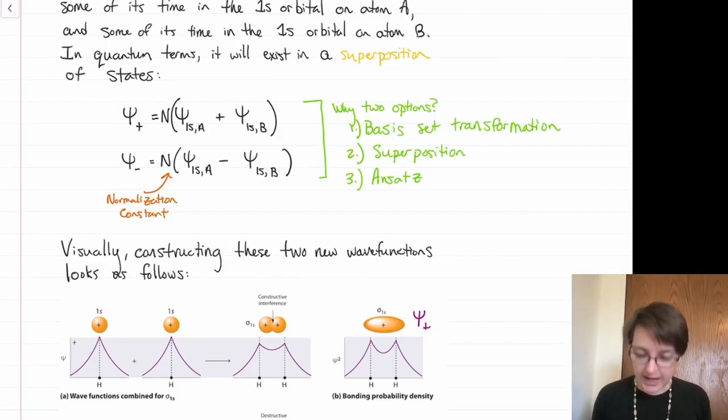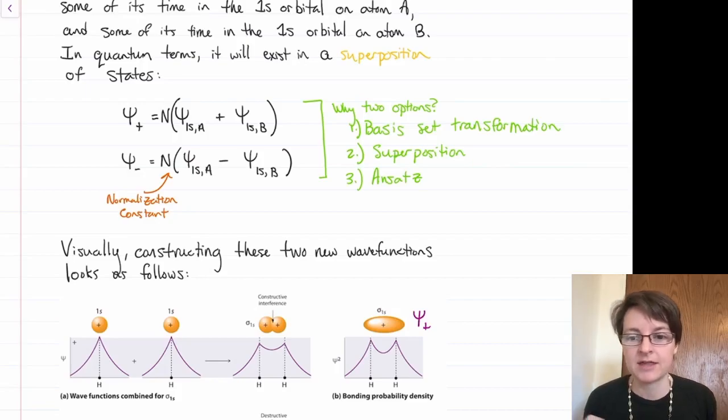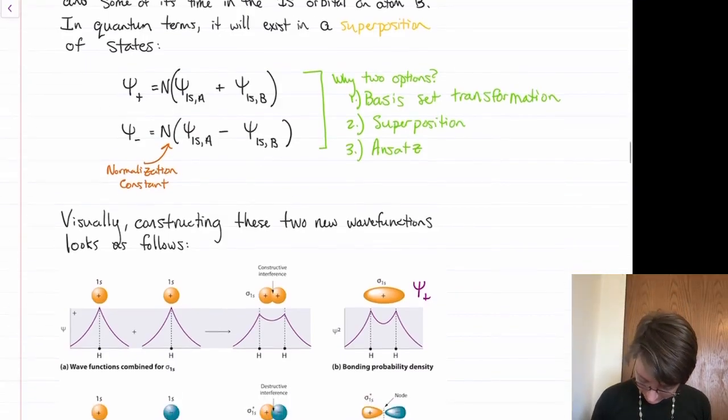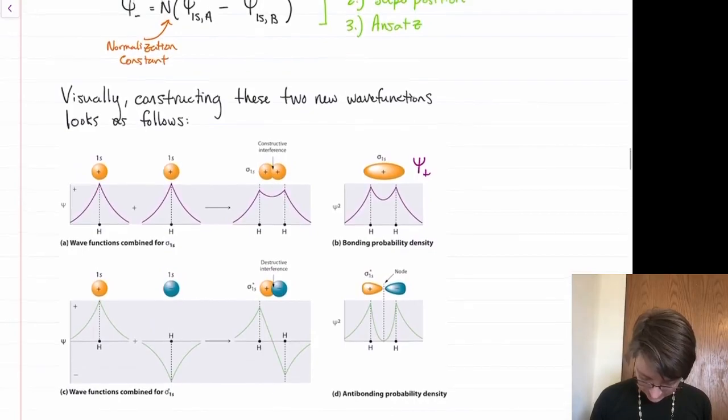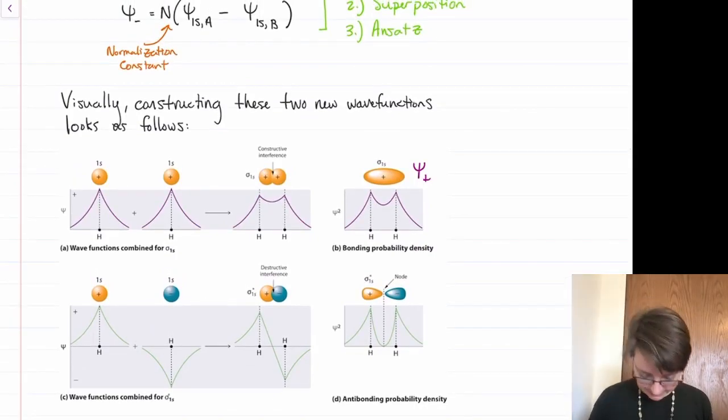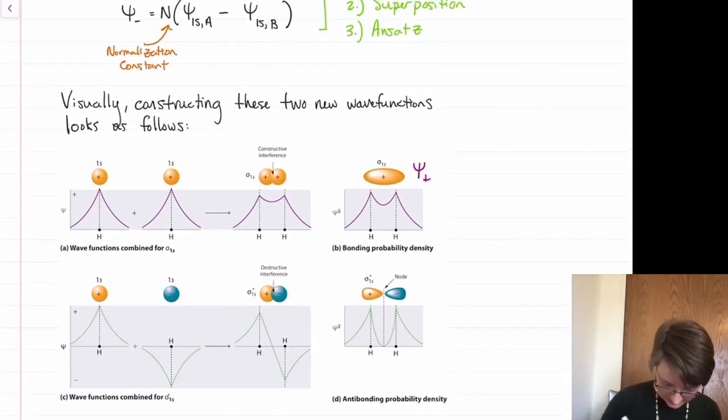Okay, so that is our sigma plus orbital. Again, it's really important to note in this picture that these positive signs that you're seeing don't represent charges. They represent the sign of the wave function. Okay, what about our sigma minus orbital? What does that look like?